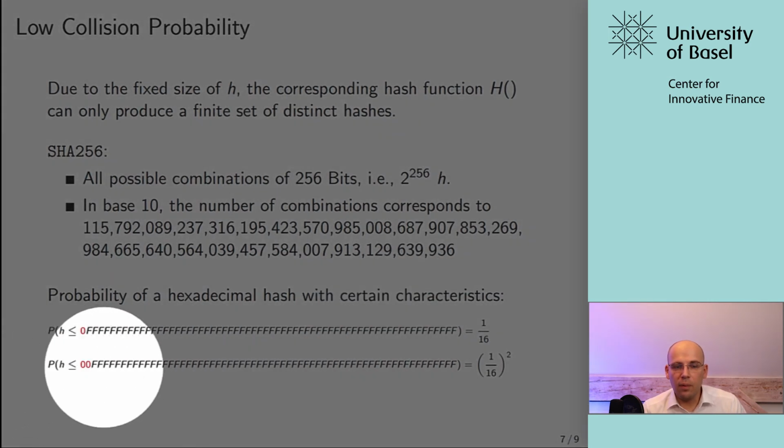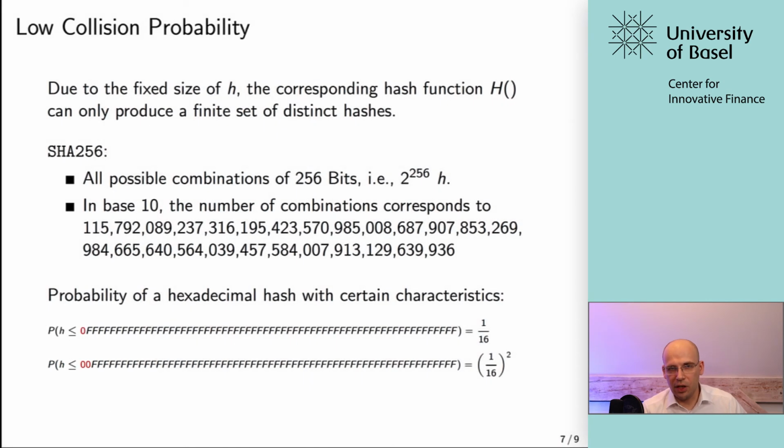Now, if the first position and the second position at the same time need to be 0, then you would have a probability of 1/16 to the power of 2. If the first three positions have to be 0, it would be 1/16 to the power of 3, and so on. So you can see how this probability goes down quite quickly. And that's something, as I mentioned, that will be employed in the consensus algorithm of Bitcoin, but it also shows you how fast the probability of this collision actually goes down.